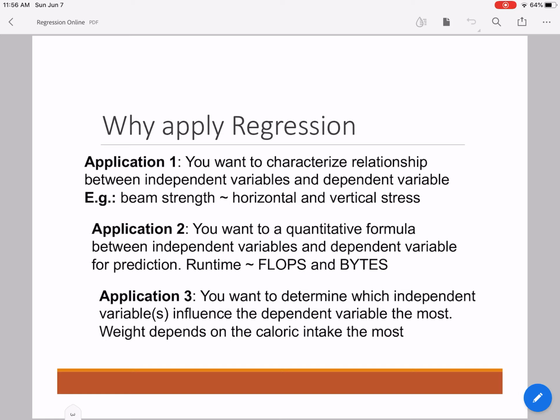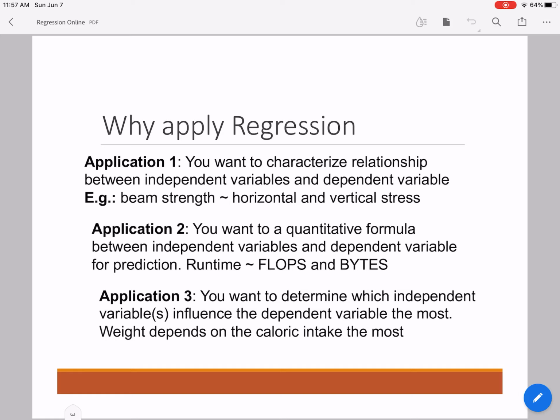Application 2, let's say that you want to determine a quantitative formula that can help you perform some predictions for your underlying experiment. For example, as a computer scientist, I am interested in the runtime of applications on supercomputing clusters. The dependent variable here is essentially the runtime, and the independent variables are flops, which implies how many computations my program is performing, and bytes, which denotes how much data my program is consuming from the main memory. So I can perform empirical studies and devise a model that can help me predict the runtime with respect to flops and bytes. Regression analysis is going to help me with this task.